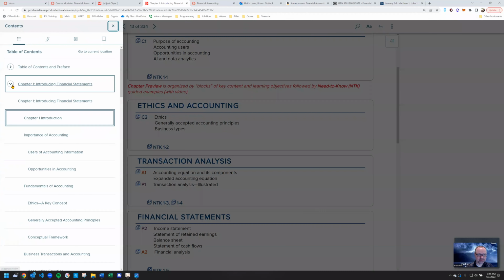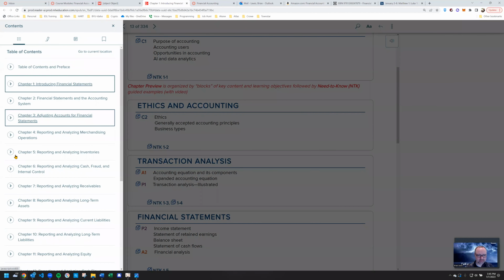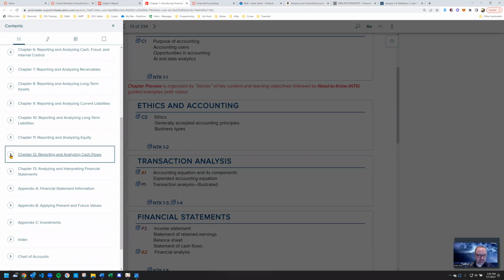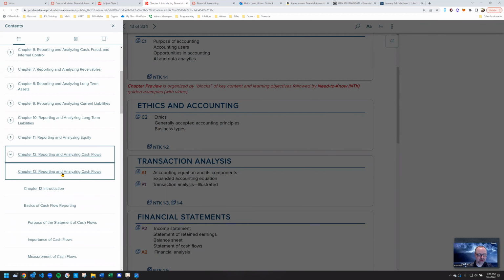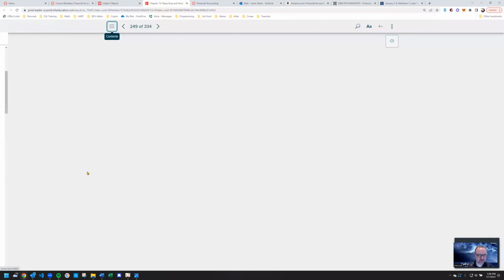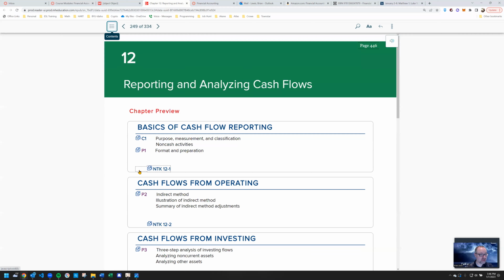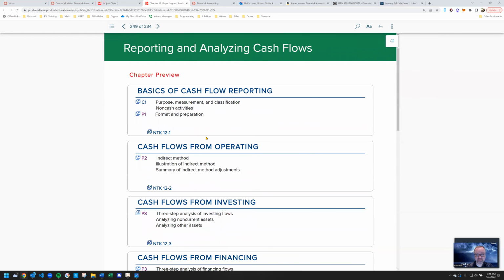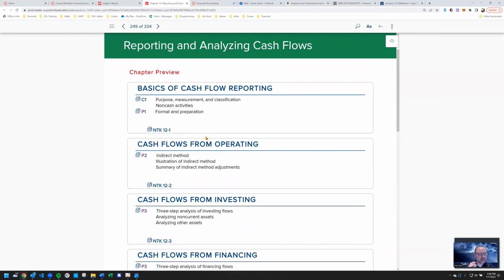The harder one, I think, is going to be chapter 12, because it's going to jump you right into reporting and analyzing cash flows as if you know what you're doing at this point, and you really don't. So you're going to be freaking out on chapter 12, right? But think of it as simply as you can, okay?